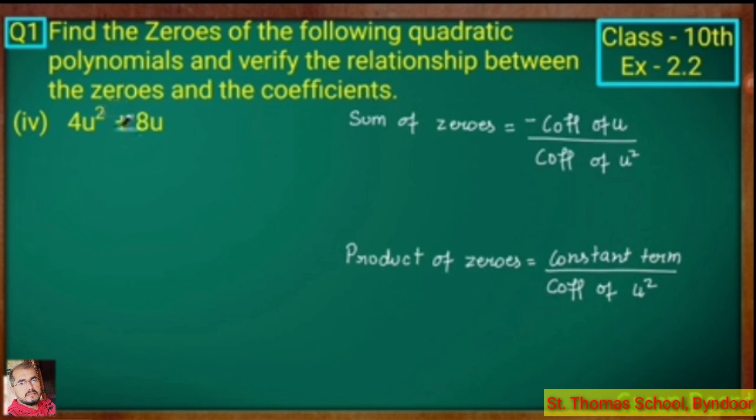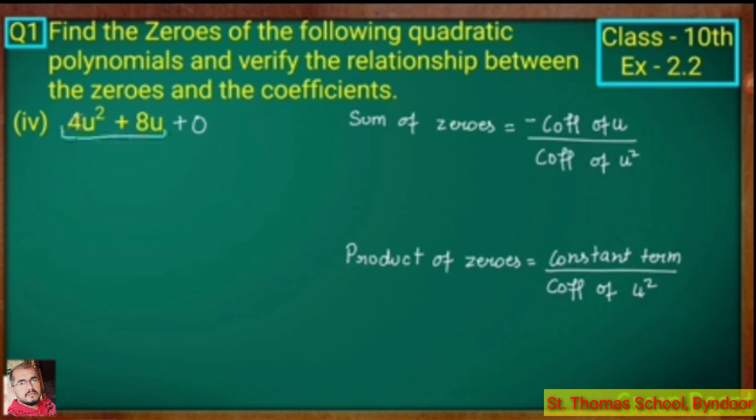How can I say it is a quadratic equation? 4u square plus 8u is there, but the constant term is not there. U square and u are there. The constant term we can write as 0. Okay, so it is what? 0. Nothing is there means here you have to write 0. So now a is what? 4, and b is what? 8.